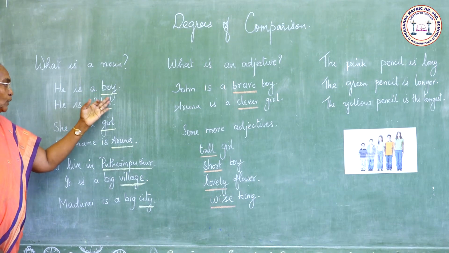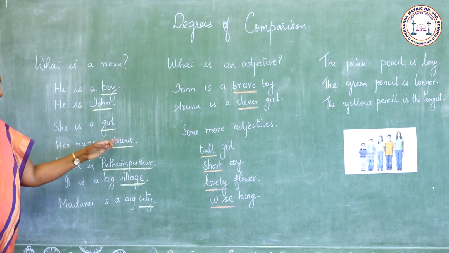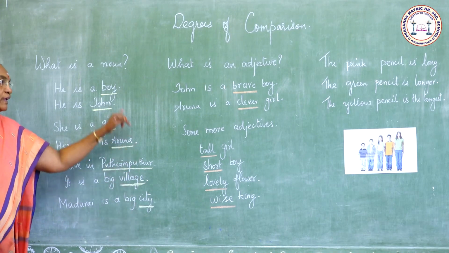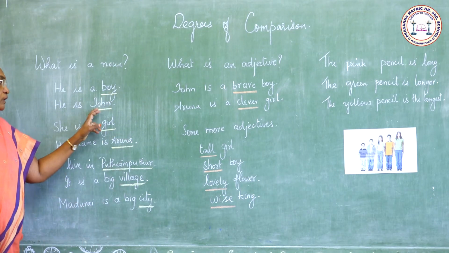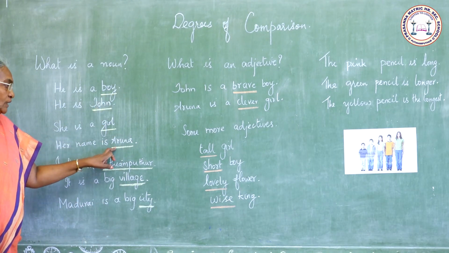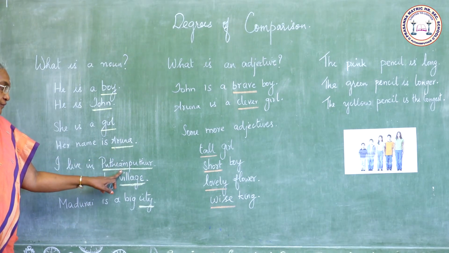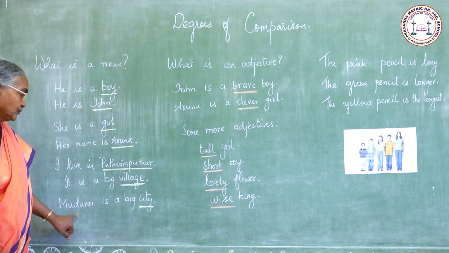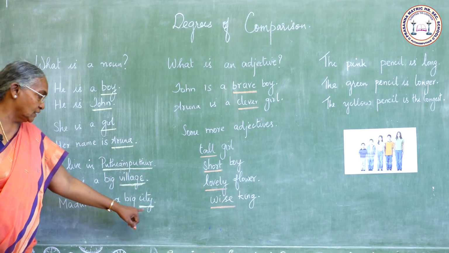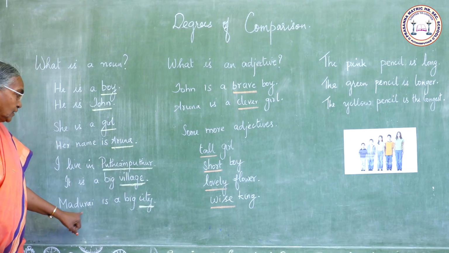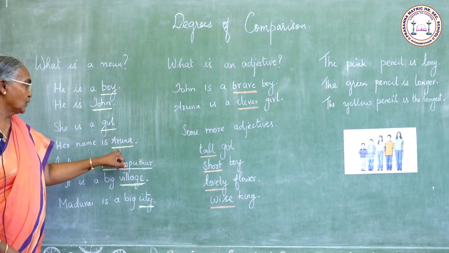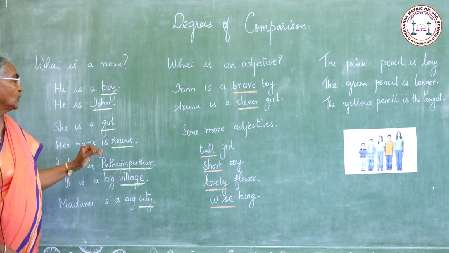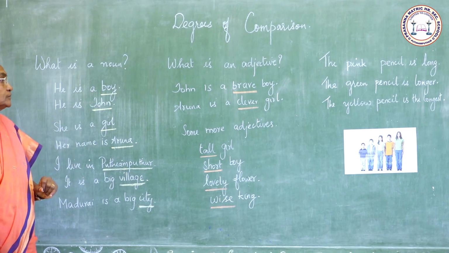Here, this boy, John, girl, Aruna, Pudiyambuttur, village and city, they are all nouns. John is the name of a boy, Aruna is the name of a girl, Pudiyambuttur is the name of a village, and Madurai is the name of a city. City, village, they are nouns. Pudiyambuttur, Madurai, they are also nouns. Boy and girl, they are all nouns. All the underlined words are called nouns.